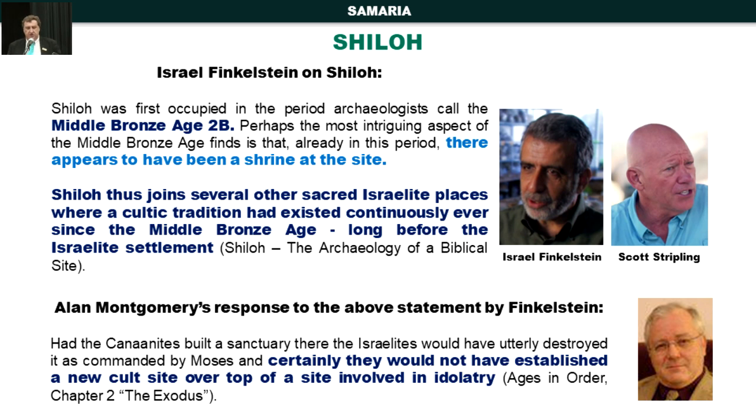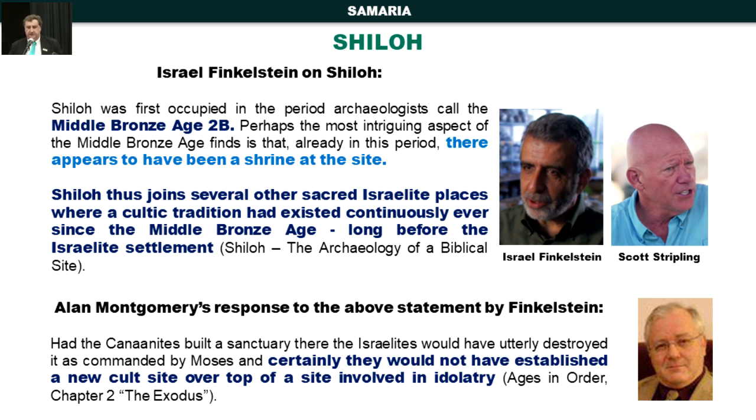Now, his deduction about a shrine comes from the type of objects found in storerooms along the city wall, dated to the Middle Bronze Age. Now, Alan Montgomery, on this statement by Finkelstein, notes the following. "Had the Canaanites built a sanctuary there, the Israelites would have utterly destroyed it as commanded by Moses, and certainly they would not have established a new cult site over the top of a site involved in idolatry," end of quote.